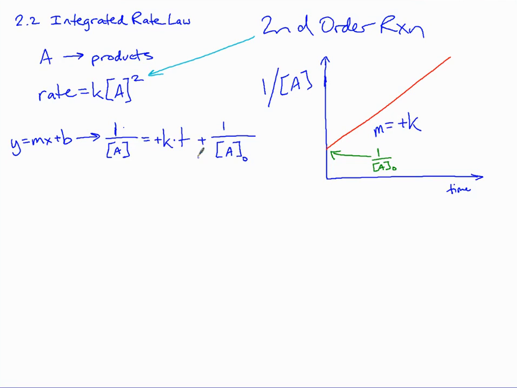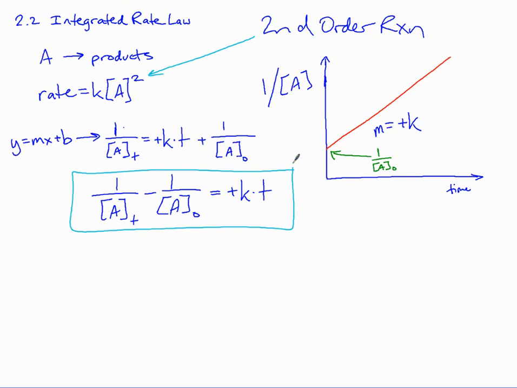Like all of the others, the y-intercept gets subtracted to the other side to make the formula that we find on the AP formula sheet. So 1 over the concentration of A, and this is at whatever time t, minus 1 over the concentration of A sub 0, the initial concentration, equals positive K times time. And this is the formula that you'll see for a second order reaction on the AP formula sheet.